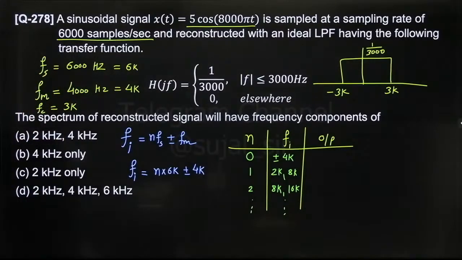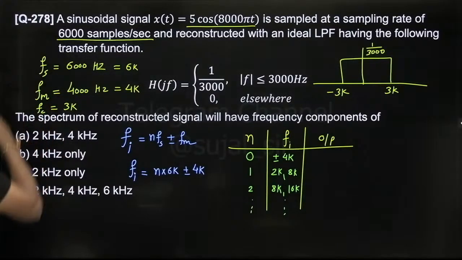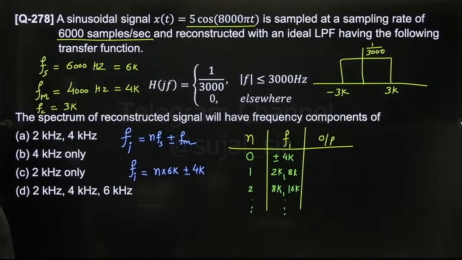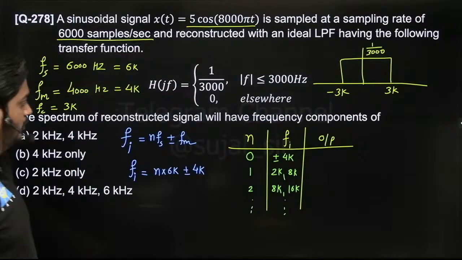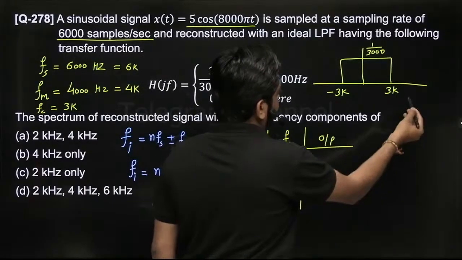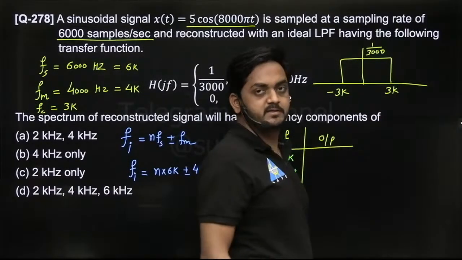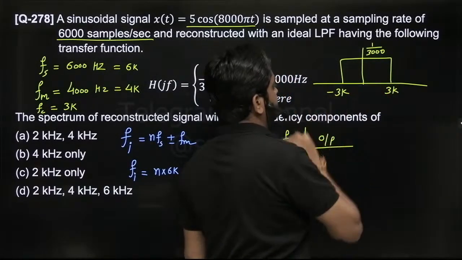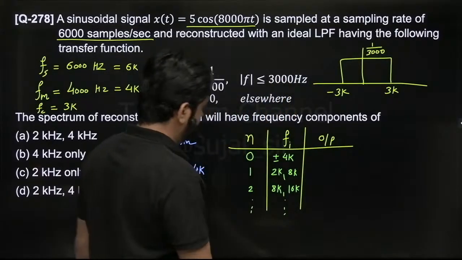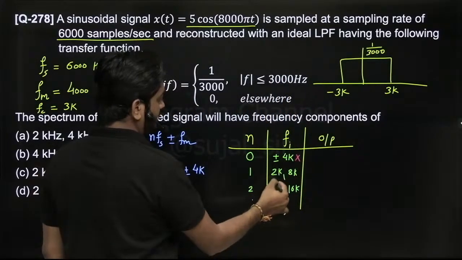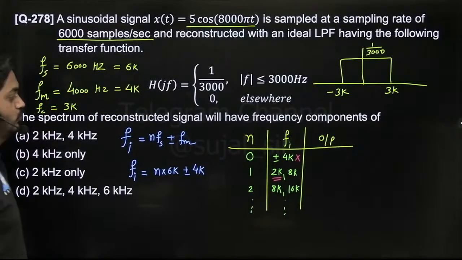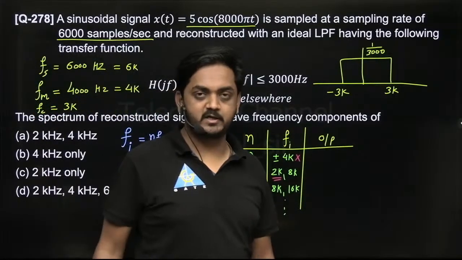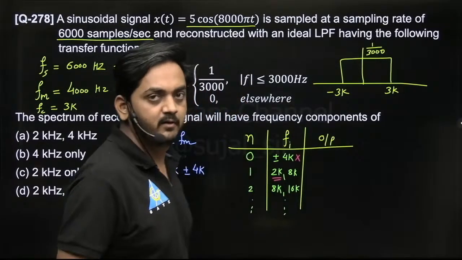Now what is the output of the low pass filter? So here if frequency is greater than 3k, then it will be rejected by the low pass filter. If frequency is less than 3k, then it will pass through the low pass filter. So 4k rejected, only 2k, guys, only plus or minus 2k will pass. So this low pass filter will pass only 2k hertz frequency.